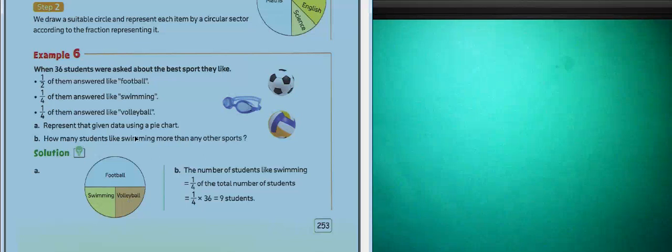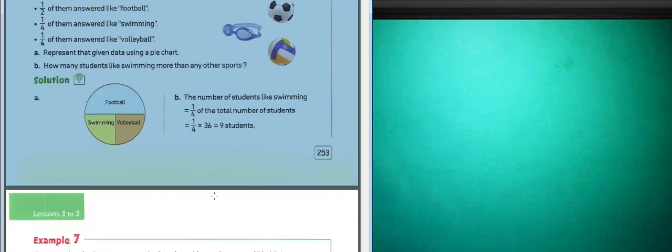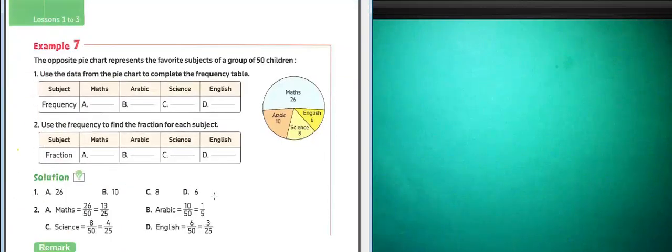This is how we give data using charts. How many students like swimming? The number of students who like swimming is a fourth multiplied by the total: a fourth times 36 equals 9 students. Example number 7.